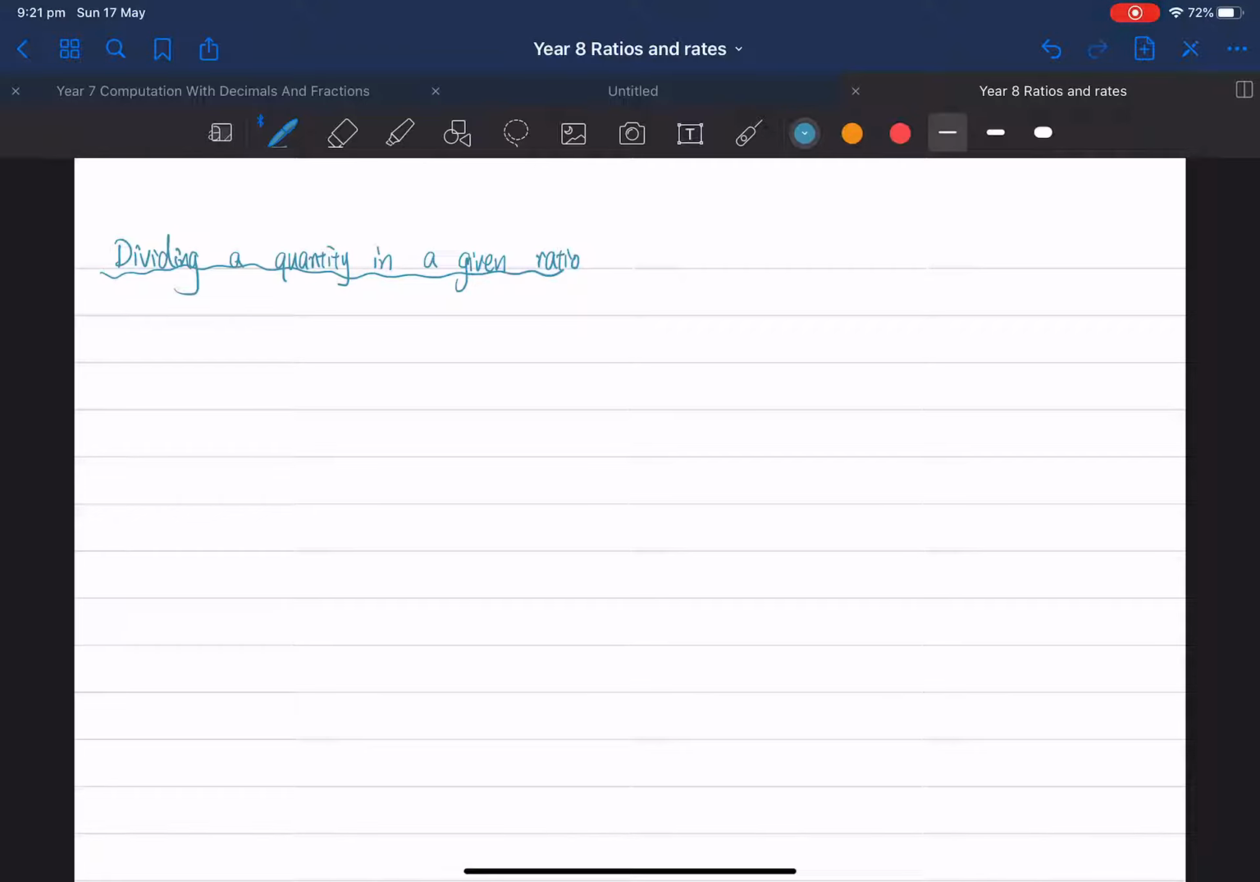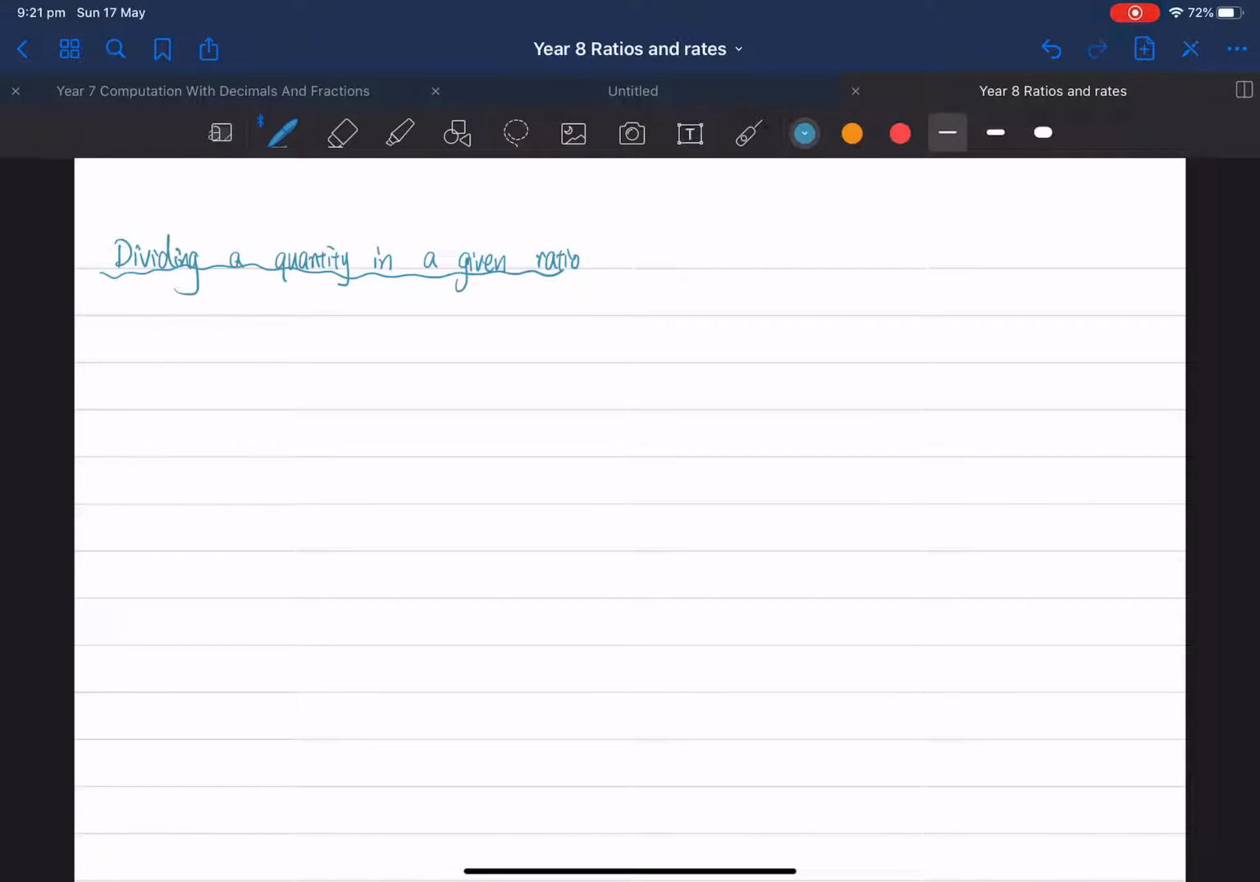But sometimes one person deserves a larger share than the others, and then they want to share in a ratio of 2-to-1, or a ratio of 5-to-2. How do we know how much each person is going to get? This is what we are going to do today.